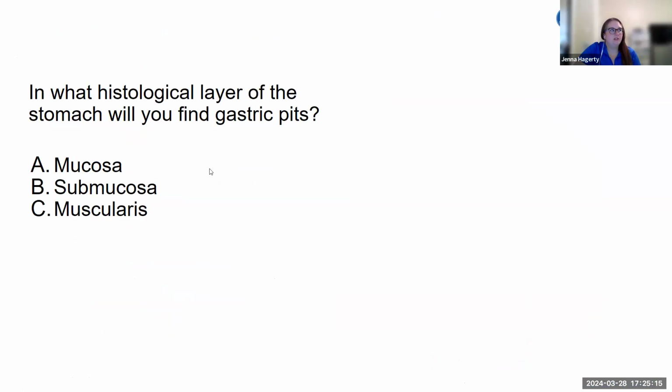So in what histological layer of the stomach will you find gastric pits?